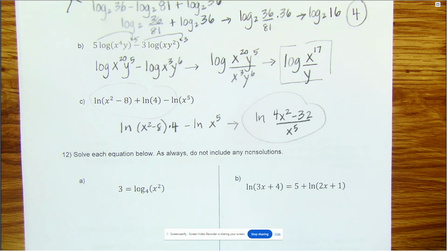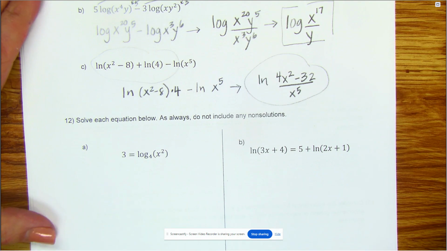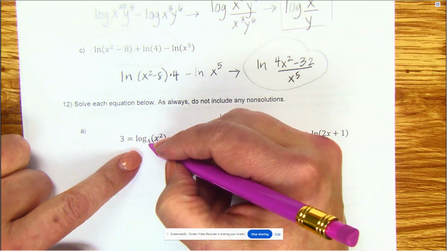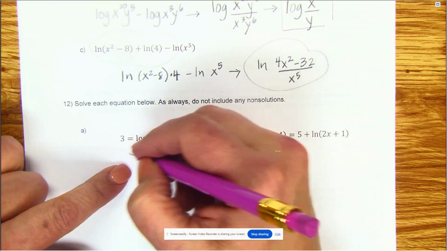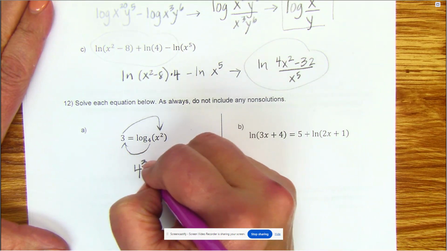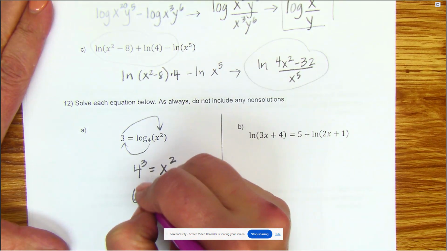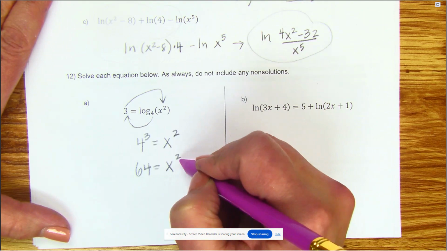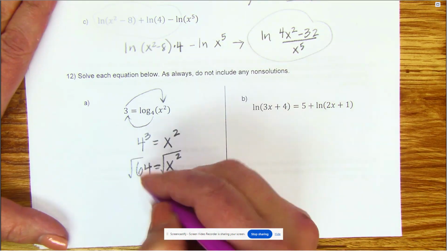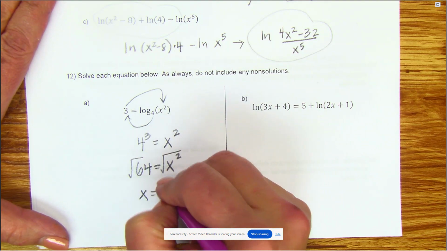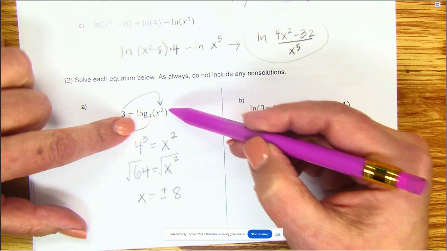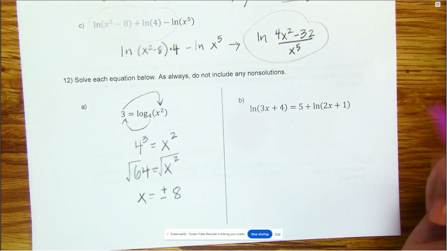All right, 12. Now we're on to solving. These are a little bit more complicated than the ones before. So here we've got 4 to the third equals x squared. 4 to the third is 64, so x squared is 64. And to undo the square, what number could I square to make 64? It could be positive or negative 8. In this case, a negative is okay because I'm squaring it, and it will become positive 64.